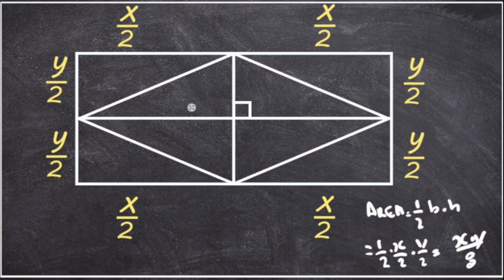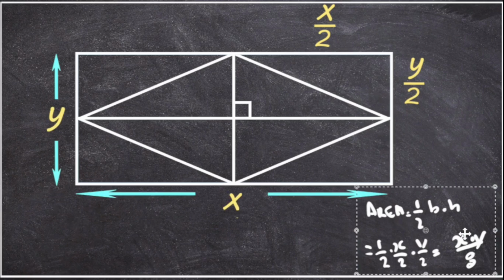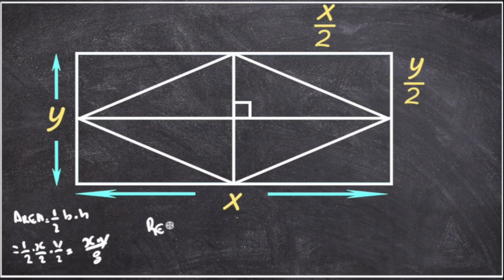Since we know that all of the triangles are the same size, I'm just going to keep two of these x over 2 and y over 2 values to give us more room for calculations. Remember also that the width of the large rectangle was x and its height was y. Therefore, the rectangle area must be equal to x times y.